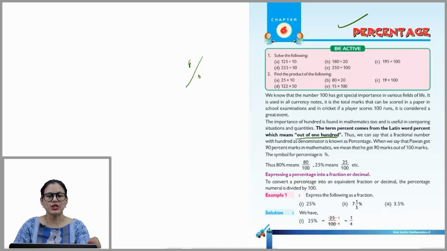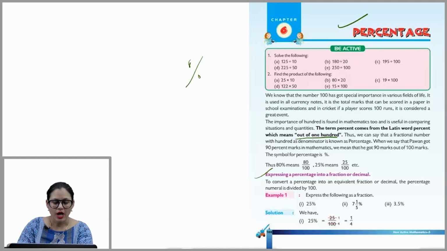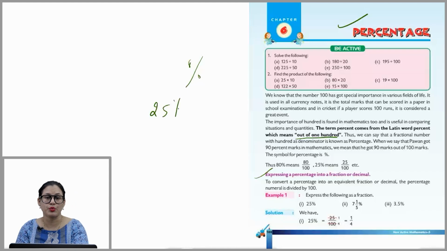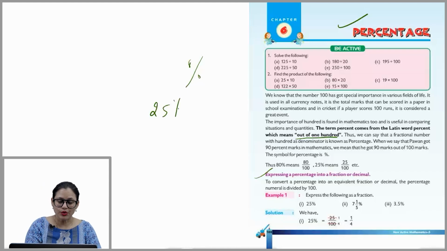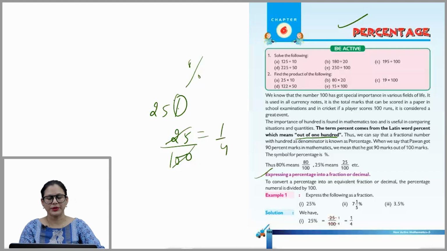Expressing a percentage into a fraction or a decimal. To convert a percentage into an equivalent fraction or decimal, the percentage numeral is divided by 100. Example 1, express the following as a fraction. We have given percentage 25%, we have to express it as a fraction. So to remove the symbol of percentage, we have to divide this number by 100. Now we can simplify it: 1 by 4.